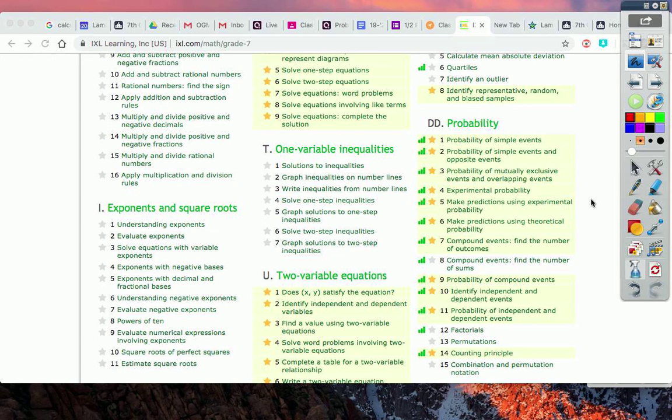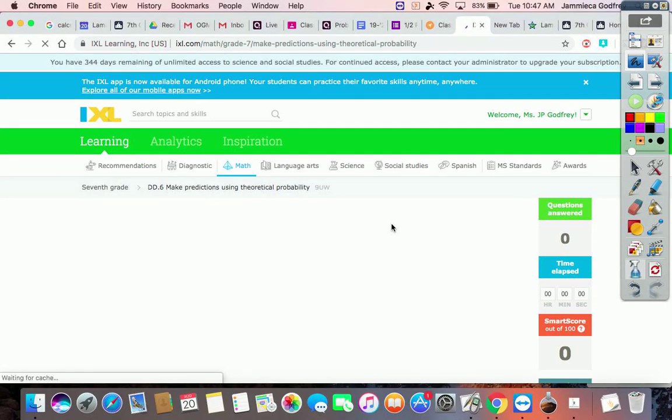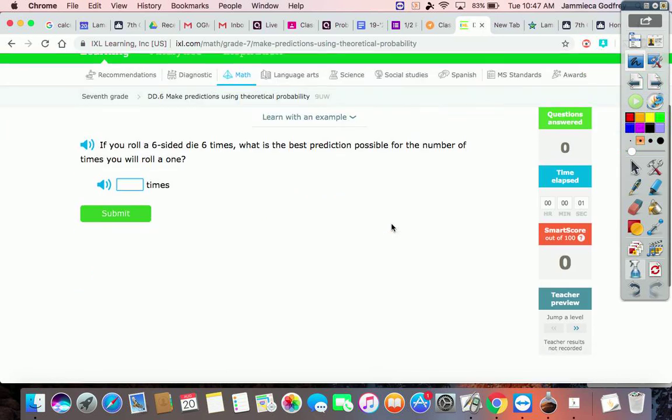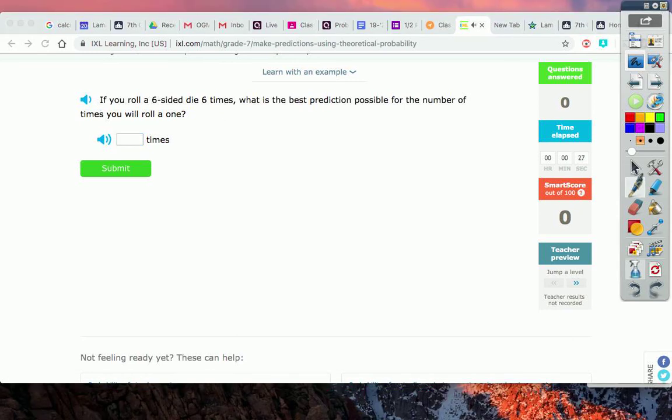Thank you. Okay, moving on to number 6. This is the same thing, same process, just worded a little bit differently. If you roll a 6-sided die 6 times, what is the best prediction possible for the number of times that you will roll a 1? I'm going to give you all some steps on this. Same thing. The first thing you want to do is find the probability if you were to roll it 1 time.